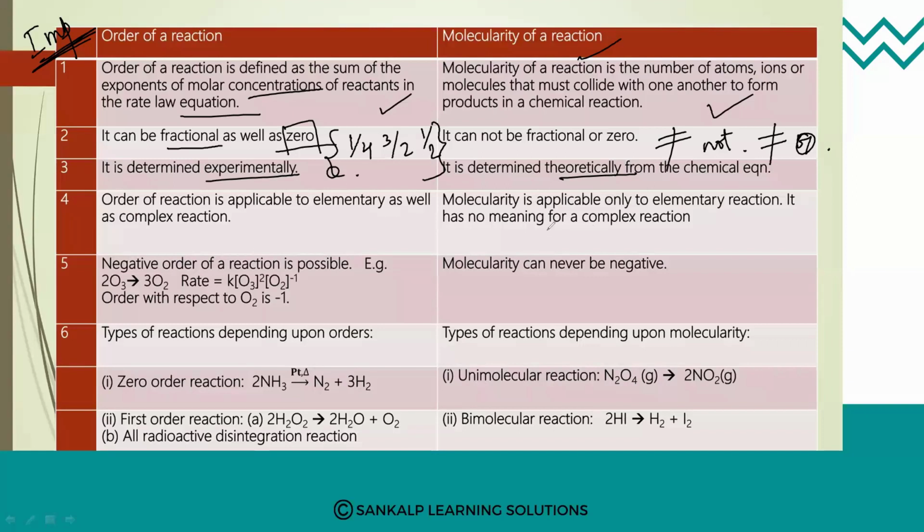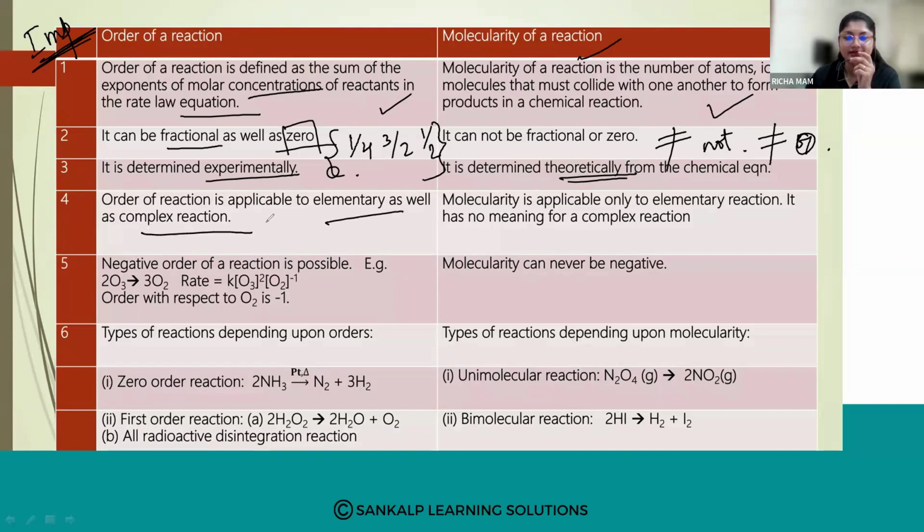Got it? So what is order of reaction? Order of reaction is an experimental concept. It can be determined experimentally, but molecularity of reaction is determined theoretically. It is a theoretical concept based on the theories. Then next is what? Order of reaction is applicable for elementary as well as complex reactions.